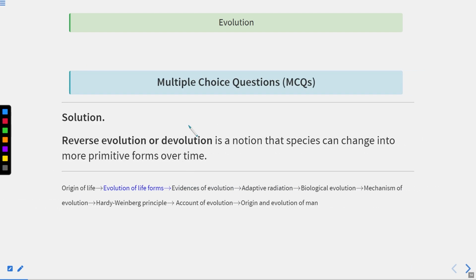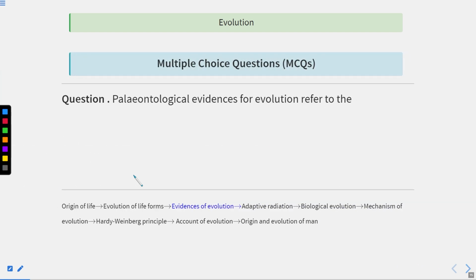Now, what is reverse evolution? Reverse evolution is also known as de-evolution or backward evolution. It is a notion that species can change into more primitive forms over time. During evolution, from simple to complex organisms are formed. But what is happening in reverse evolution? The complex organism is reverting back to primitive forms over time. This is known as reverse evolution. So this is also not the correct answer here.